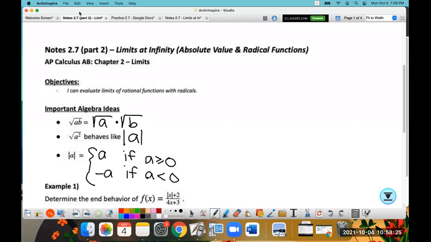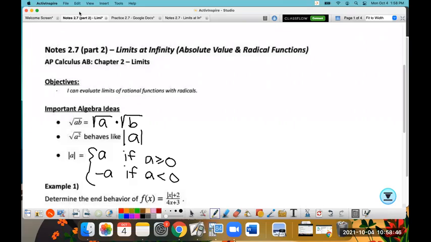So the reason that we're going over this is because when we're taking limits at positive infinity, things should just go straight forward as planned. But when you're taking the limits at negative infinity, if whatever function you have behaves like the absolute value of A, we have to use the piecewise definition of that function.